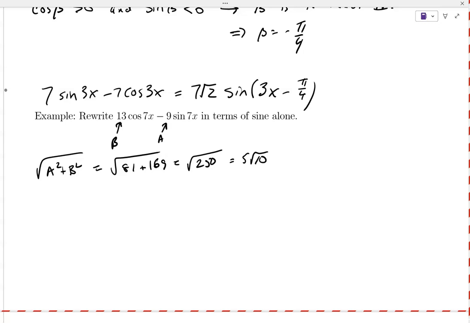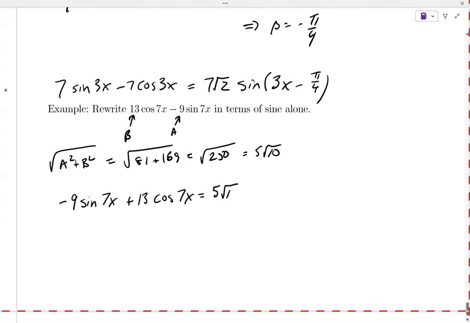What do we do with that value now? Multiply and divide. Good. So I'm going to go ahead and reorganize so I keep track of which is which. So I don't mess things up, because I like to mess things up. I'm going to put the sine first and the cosine second. So we'll multiply by 5 root 10 and divide each coefficient by 5 root 10.